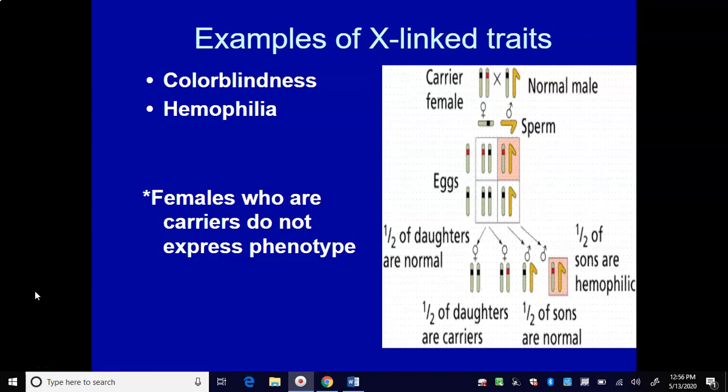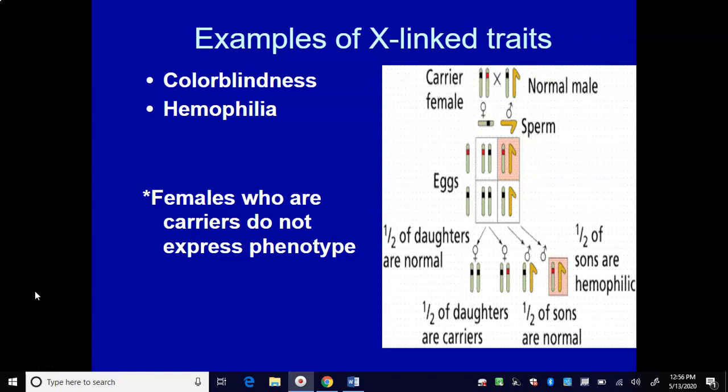So you can have a male that has colorblindness or a male that has no colorblindness. Those are the only two options in your phenotypes: male with it, male without. Then females can be completely healthy, meaning homozygous, or they can be carriers. So it's really important when you're writing your phenotypic ratios to say whether or not the females are carriers.